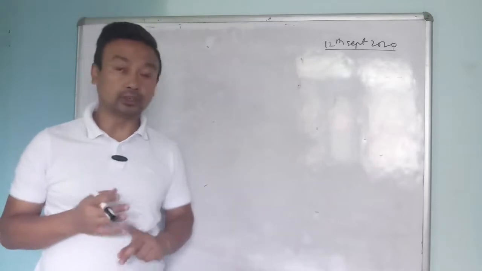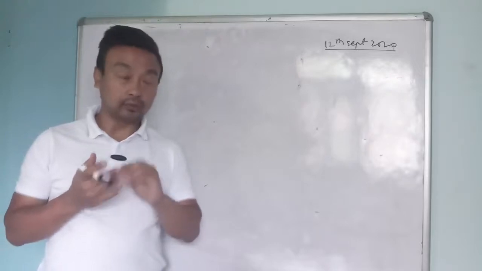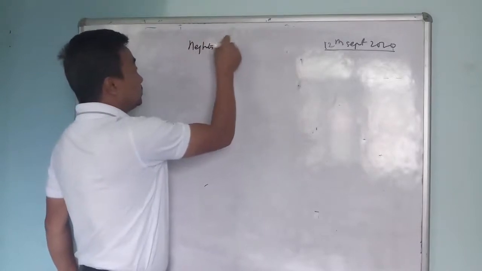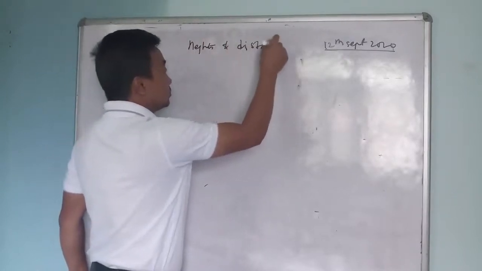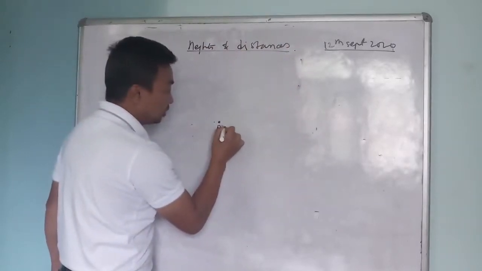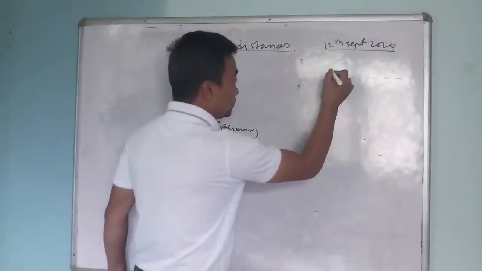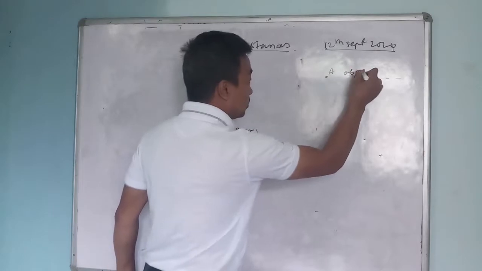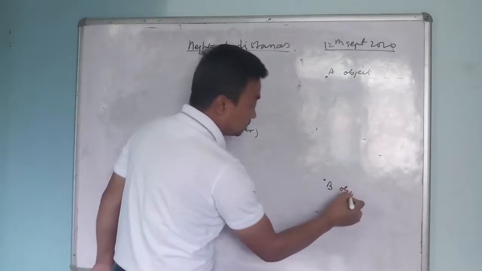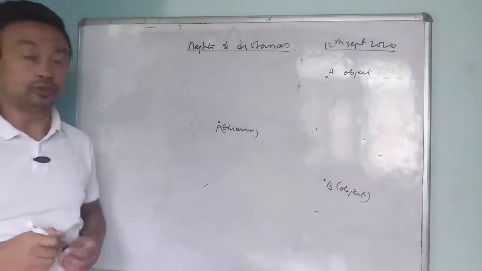In heights and distances, two things you have to keep in mind: the observer and the object. Suppose we have heights and distances. Let us take this P as the observer, and you have the object A and the object B. Let us say these two are the same object but their positions are different.